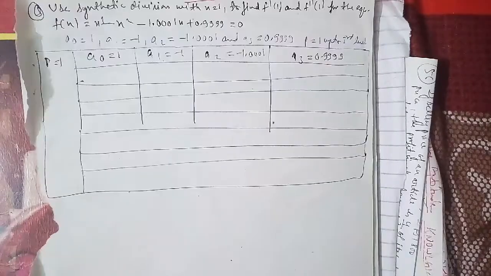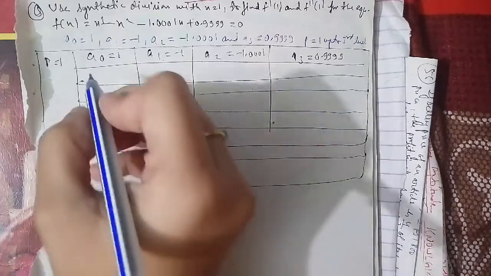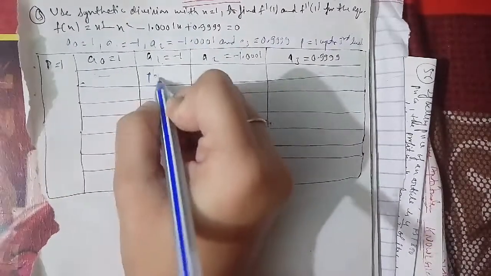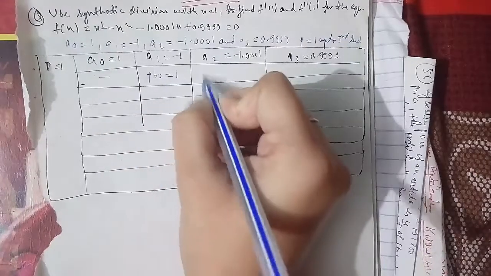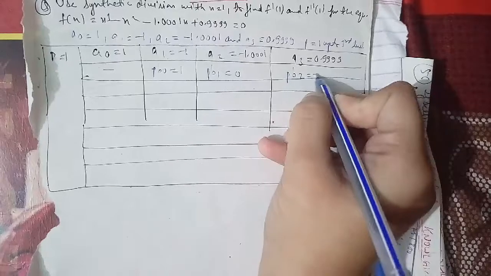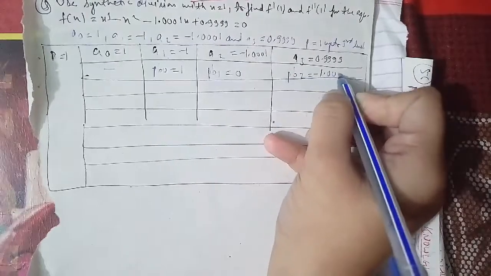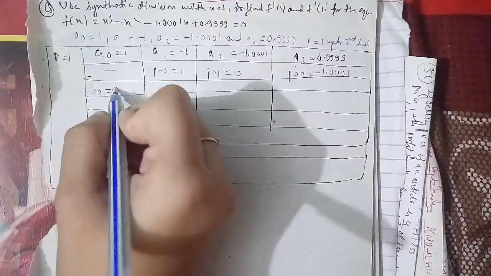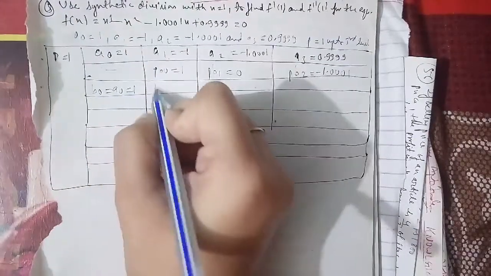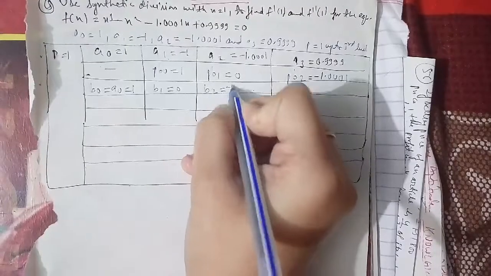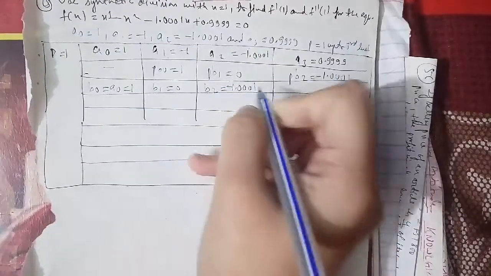Okay, we'll go ahead for the values that we have to find. For p equals 1, b0 equals a0, which equals 1, b1 equals 0, and b2 equals minus 1.0001.